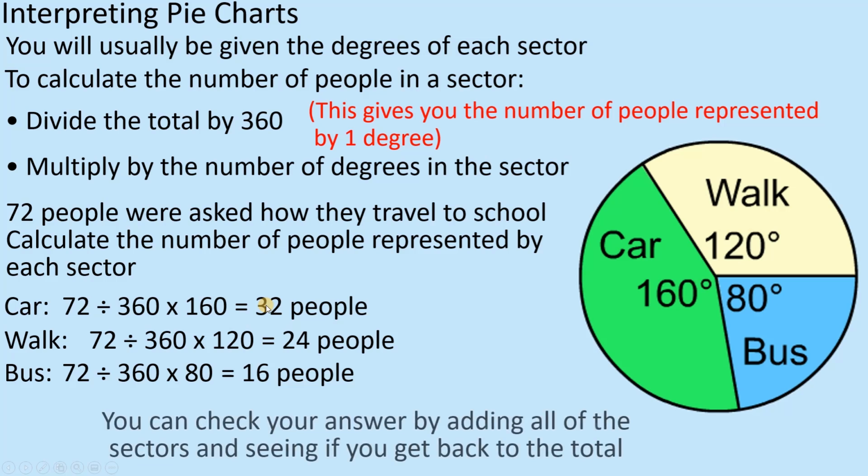And what you will find here is that these three numbers, 32, 24, and 16, have to add up to 72, because there were 72 people asked, and that's what the whole circle represents. So 16 plus 24 is 40, plus 32 is 72. So we're happy.